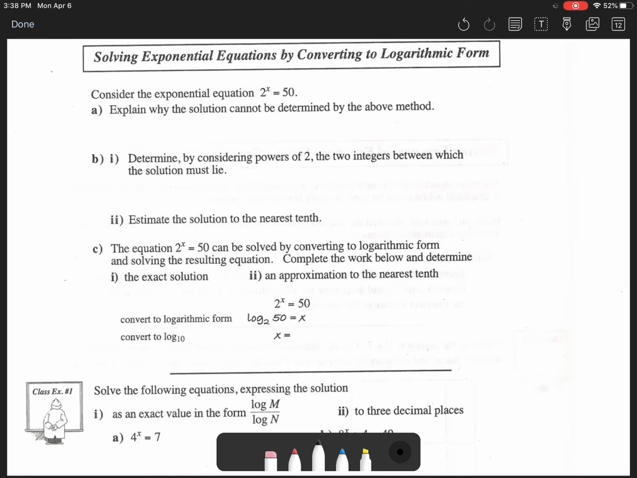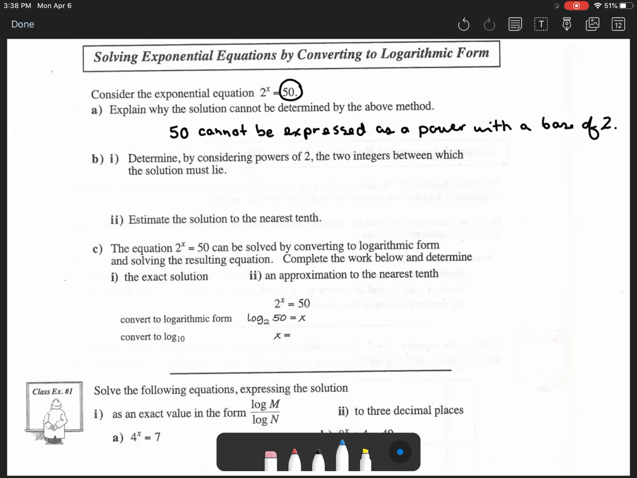So it says, let's start with considering the exponential equation 2 to the exponent of x is equal to 50. Explain why the solution cannot be determined using the above method we did in the first two questions, okay? Well, the reason being is that it's this number 50, right? I cannot write, so 50 cannot be expressed as a power with a base of 2, okay? So therefore, I can't create powers that have the same base.